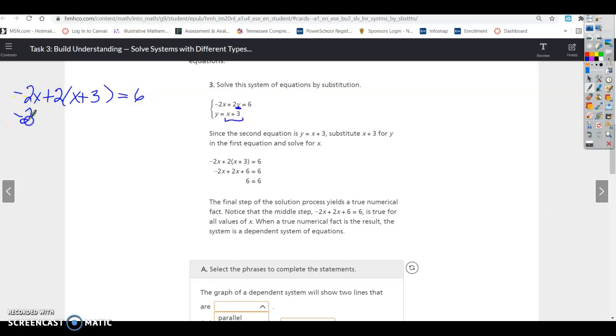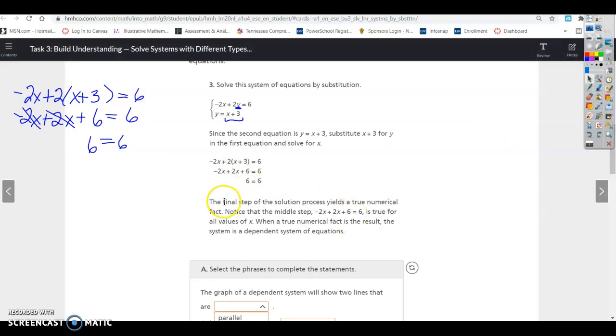All right, so bring down the negative 2x. We're going to distribute, so we get plus 2x, and we get plus 6 equals 6. Negative 2x plus 2x cancel, 6 equals 6. So that's exactly what they've done right here. They substituted x plus 3 in for y, and they solved.